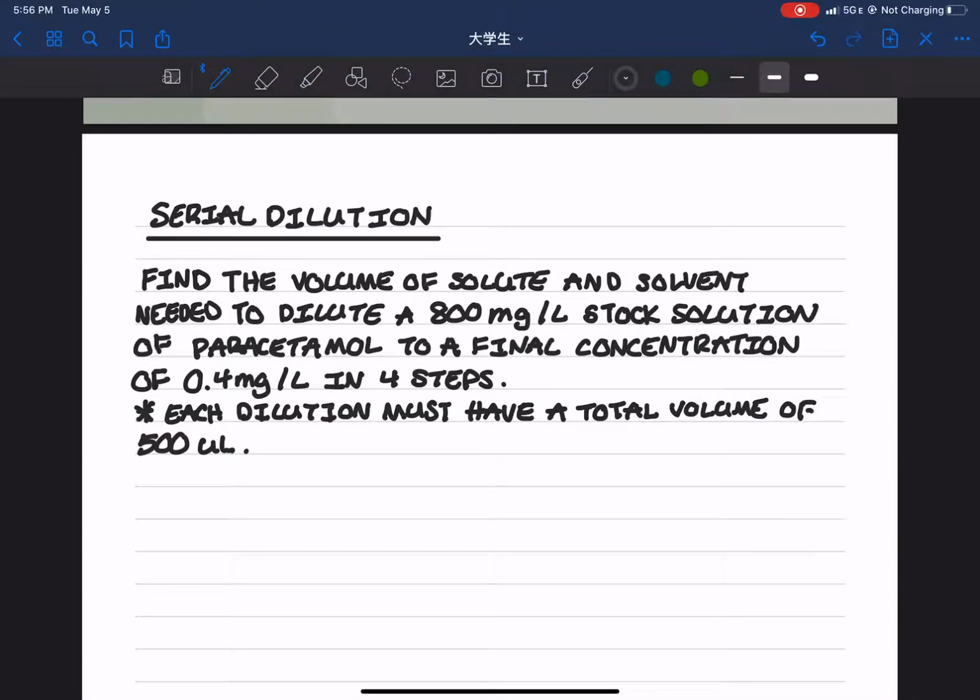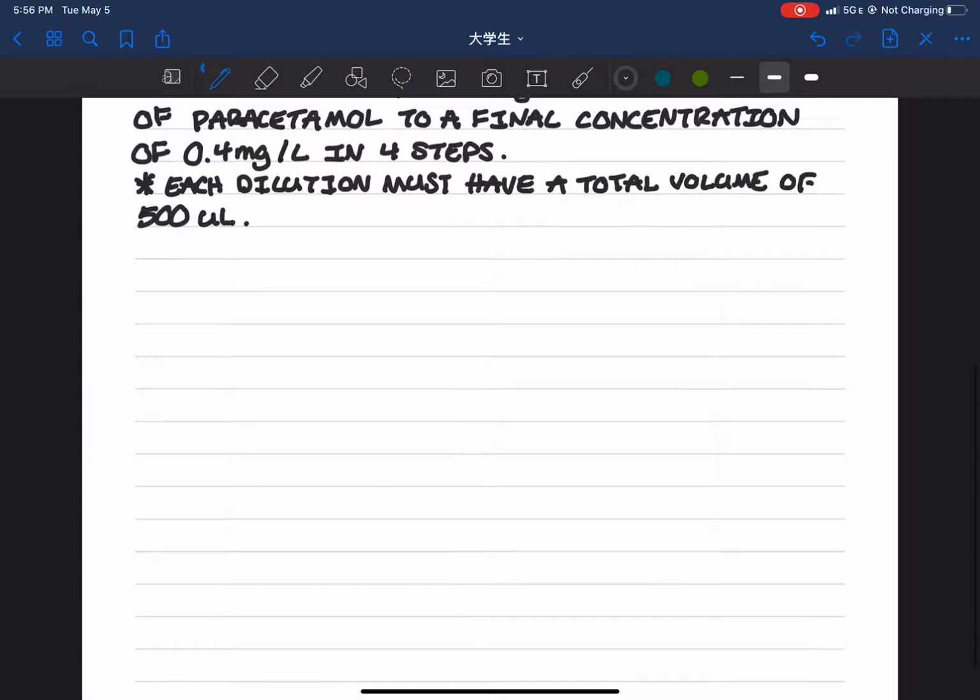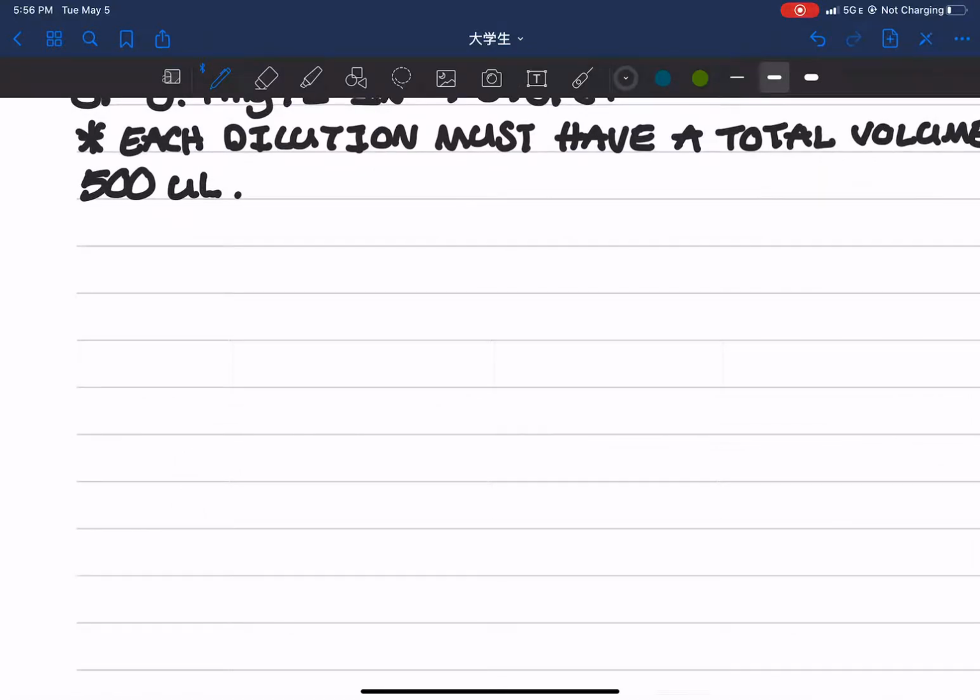Okay, so the question is, find the volume of solute and solvent needed to dilute an 800 milligram per liter stock solution of paracetamol to a final concentration of 0.4 milligrams per liter in 4 steps total. Each dilution, so each new solution, must have a total volume of 500 microliters, including both solvent and solute. So basically you want to choose 4 different volumes.